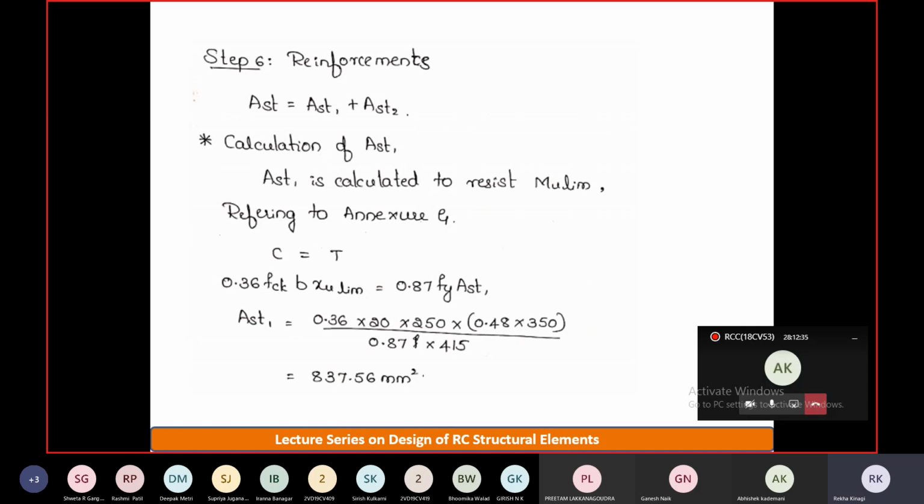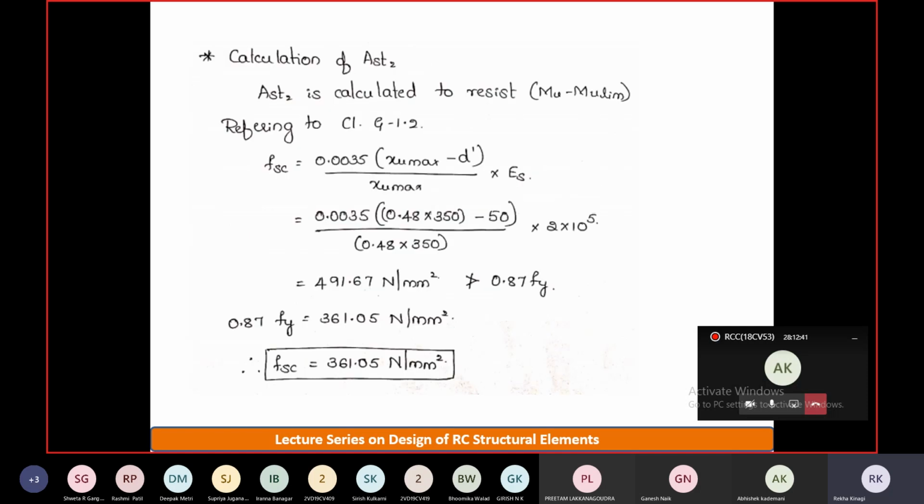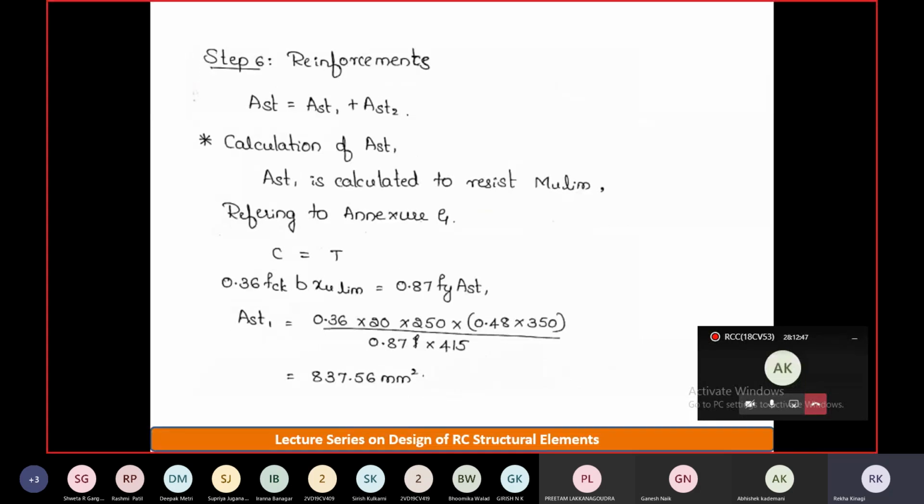If the beam has to be designed as a doubly reinforced section, then from the analysis of the doubly reinforced rectangular section, we also know that the Ast value is classified into two parts, that is Ast1 and Ast2. Ast1 refers to the balanced section and Ast2 refers to the section which has to resist a moment of Mu minus Mu limit.